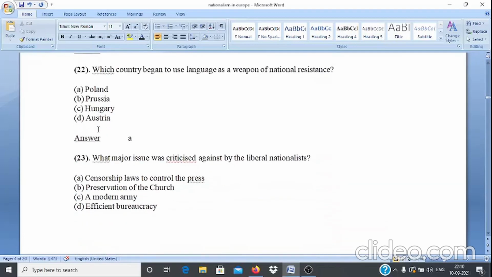Question number 22. Which country began to use language as a weapon of national resistance? Options are A. Poland, B. Prussia, C. Hungary, and D. Austria. And answer is option A, that is Poland.